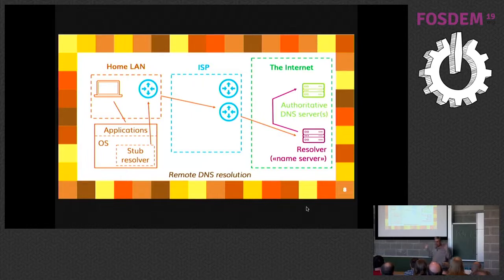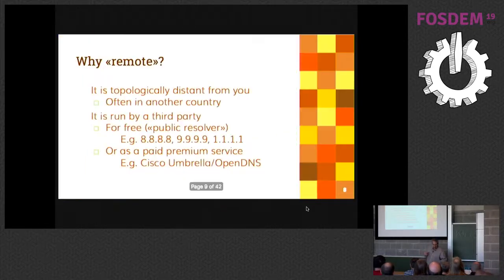So this is the terminology I will be using in the rest of the presentation. And why is it remote? Because it's generally somewhere else. It could be very far from you. Mostly these services are provided by US companies. So they are, let's say, on the other side of the Atlantic, even if maybe the servers are, in fact, near to you. But still, they are on someone else's network. They are under another jurisdiction. And they can be free. So there are the so-called public resolvers, like Quad8 by Google and the other ones, Quad9, Quad1. Or it could even be a paid service, so there are people actually selling you a better DNS service or a different DNS service and getting money for that.